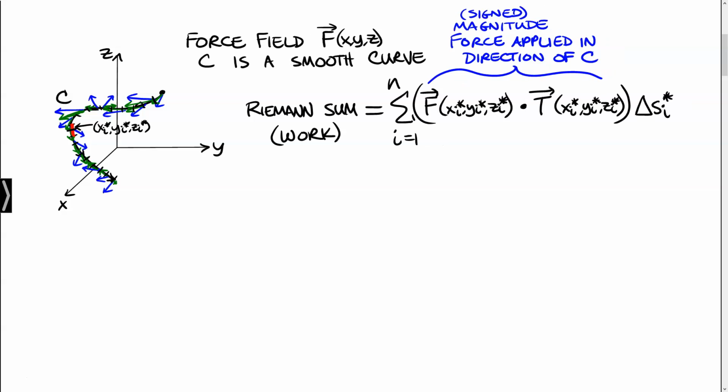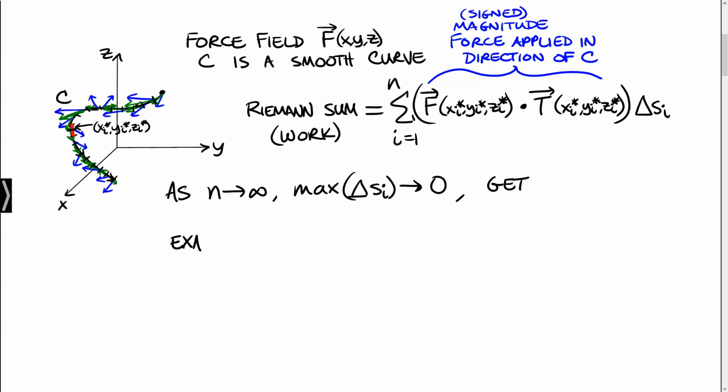All right, now, as usual, we're going to let the number of little pieces go to infinity, and the maximum of the lengths of these pieces. There we go. Sorry about that. So as n goes to infinity and the maximum width of these little arc lengths goes to 0, then we get the exact work done, which is the integral along c of f dotted with t, the unit tangent vector.